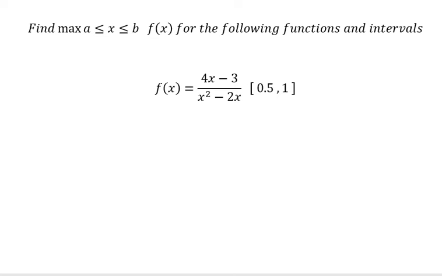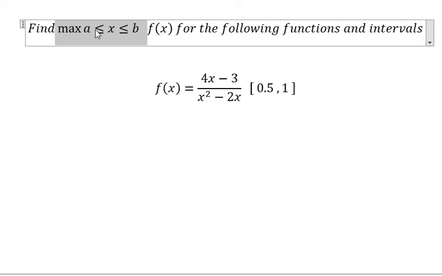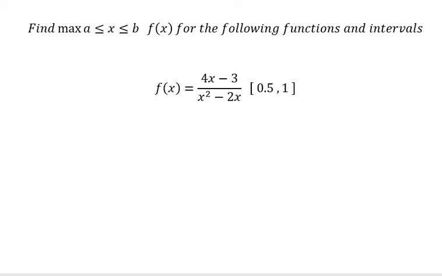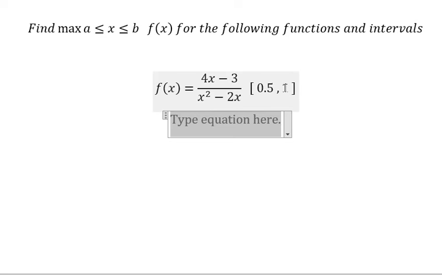The topic today is about application of derivative. So now I want to show you how to answer. We need to find the maximum on the interval from a to b, that is in here. So the first thing we need to do, we need to put 0.5 and number 1 into this function in here.